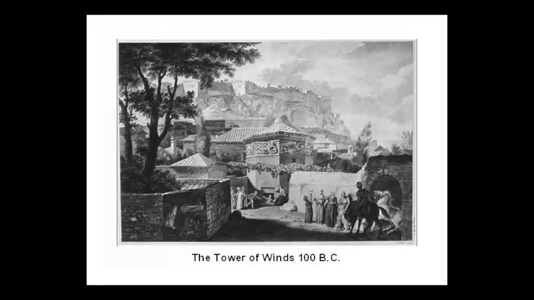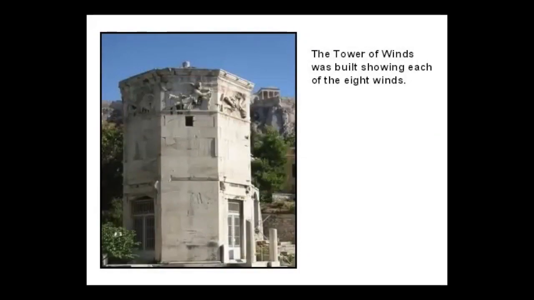At 100 BC, a Tower of Winds was erected in Athens. It shows the 8 sectors of the winds.